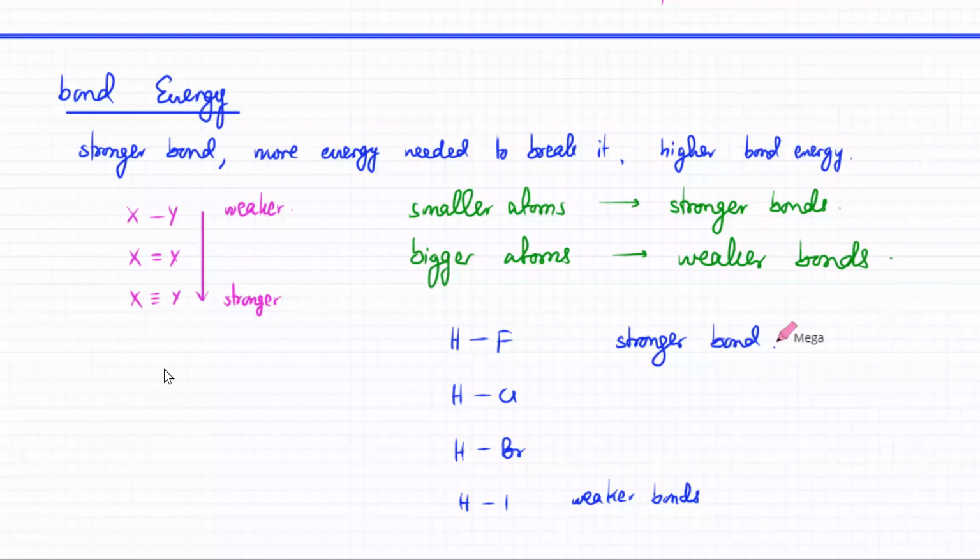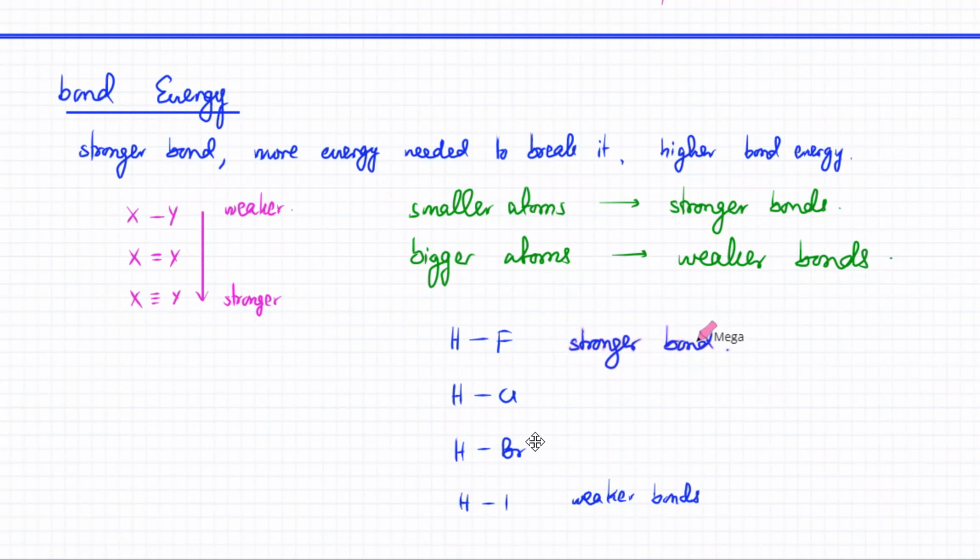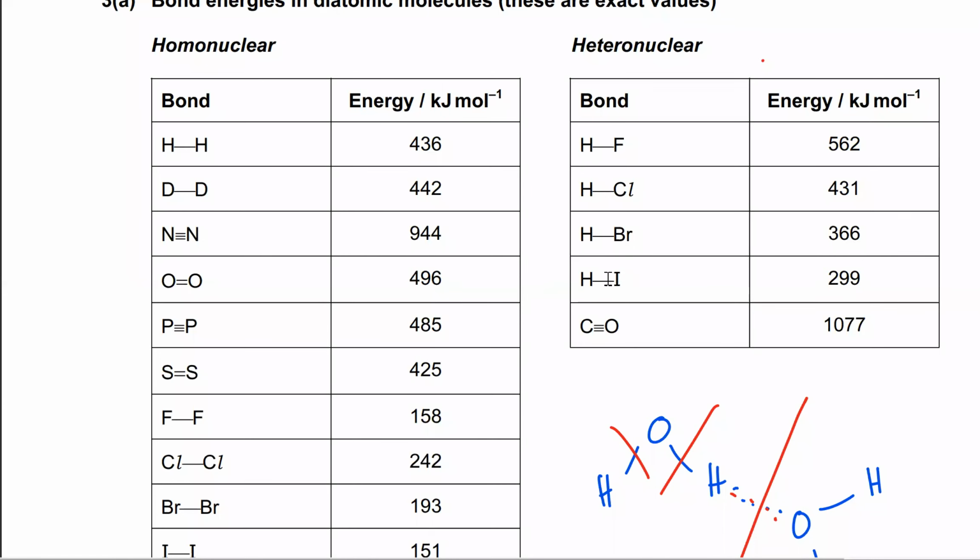So for example, we can have a look at the bond energy table as well. You've got HI, HBr. HI is going to be the weakest. If you look over here, you'll see that you have HI. It's the weakest. HBr is stronger. The smaller the atom, the stronger the bond. HF is one of the strongest. So just make sure that sometimes they'll ask you to guess bond energies. Based on this, you should be able to guess bond energies. Is that clear?